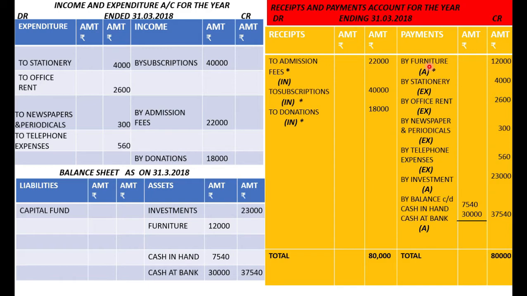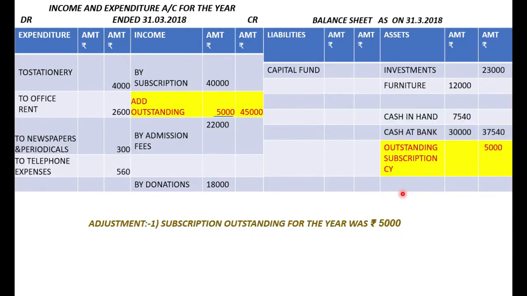Students, now you have to note down one thing, that the ledger balance of receipts and payments account will have only one effect, whereas adjustments will have two effects. So now we will do the adjustments. Adjustment number 1. Subscription outstanding for the year was rupees 5,000. Current year subscription is outstanding.